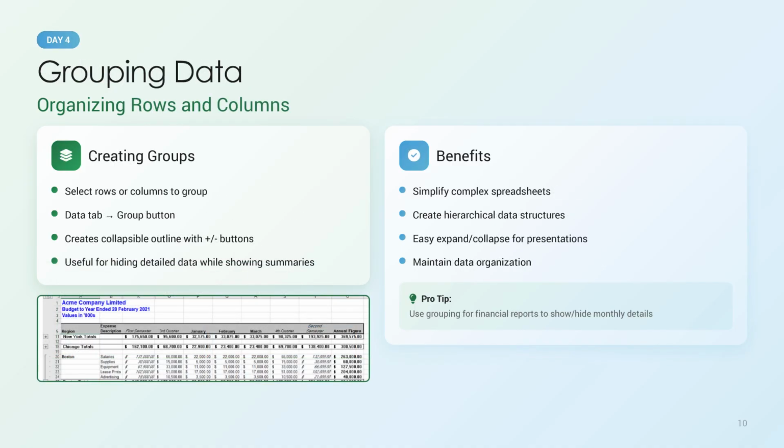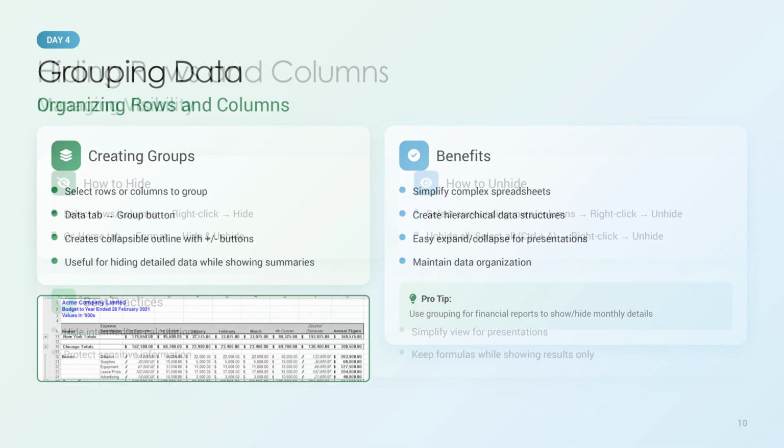Grouping data. Grouping allows you to organize rows or columns so you can collapse and expand sections easily. This is great for large data sets, financial reports, or showing summary information while hiding the details. Select the rows or columns you want and use the Group button.